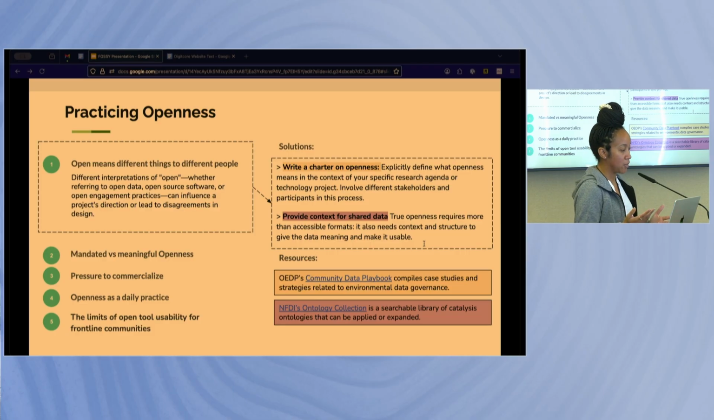So we found that one of the key solutions for this first one, on open meaning different things to different people, is writing a charter, just kind of with all things in life, just laying out how it is that you're defining these things.